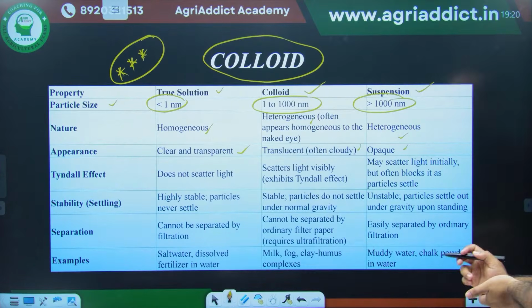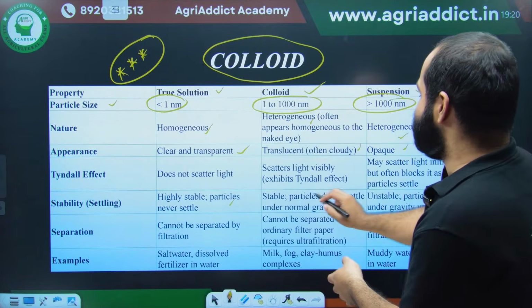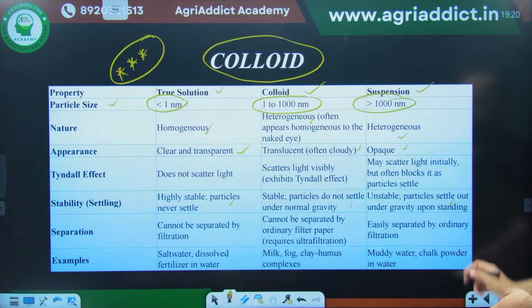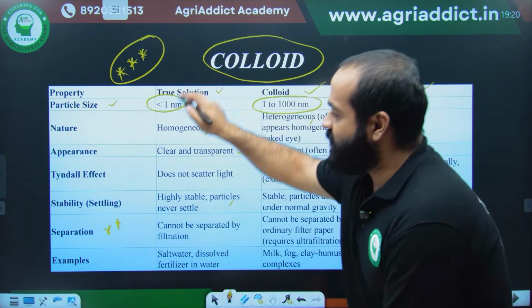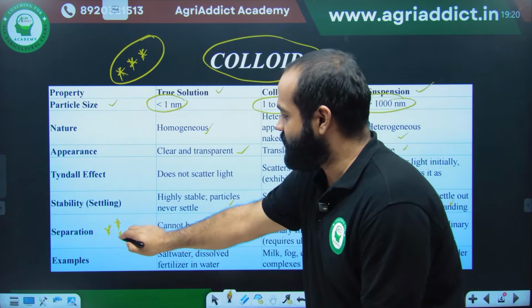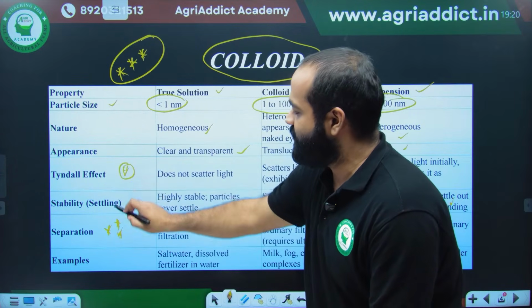All right. Now the stability: highly stable, particles never settle. This is moderately stable. This is totally unstable. This is an important point. I think you all know all this already. This is an important point and this is an important point. So you have to be very careful.